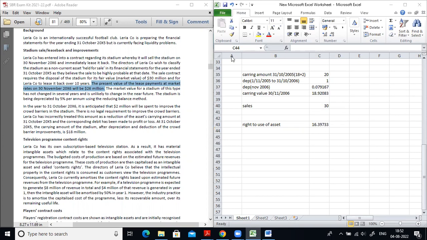Because the 26 million of the present value which is given, it is on the basis of our sale proceeds of 30. But we need to compute this on this particular basis. So if it is 26 for 30, then what will be the value for 18.9? So the right to use of asset which we get is 16.39. So before I go with the next step, participants, please let me know if you have any query on this.